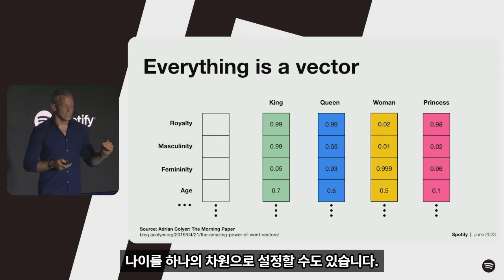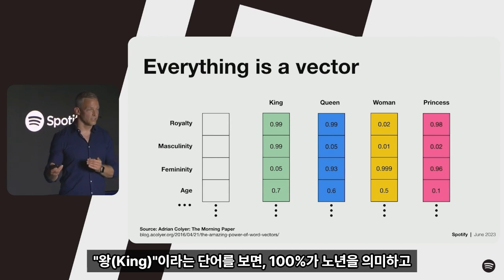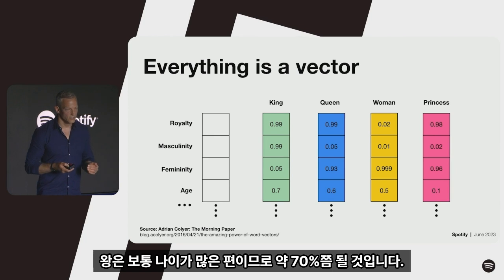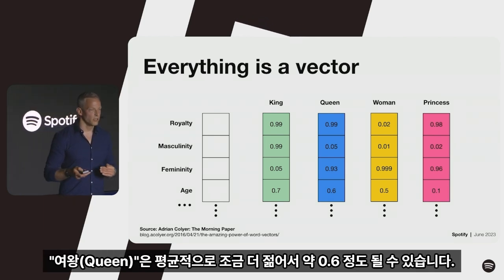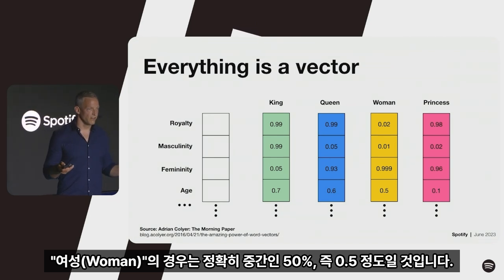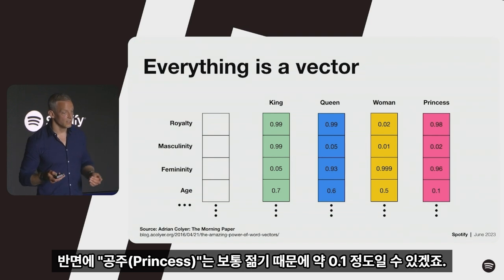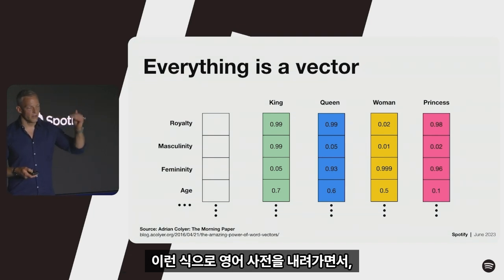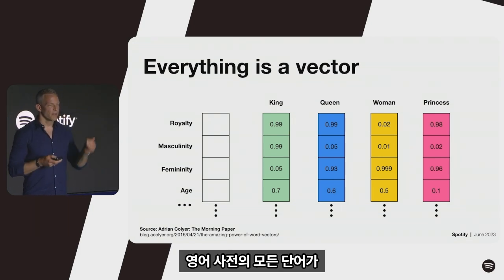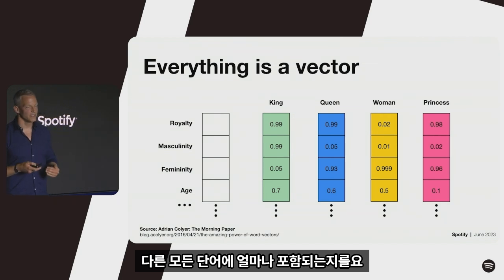So maybe you could have a dimension that is age, and you could say the word king, if 100% is old age and 0 is young age, a king is maybe 0.7, 70% in terms of age, usually old. Queen, maybe 0.6, a bit younger on average. A woman, literally 0.5, 50%, right in between, whereas a princess would be usually young, so maybe 0.1. And you could just go down the English dictionary, and as a human, you can intuit that you could try to put a percentage on how much of every word in the English dictionary is in every other word of the English dictionary.